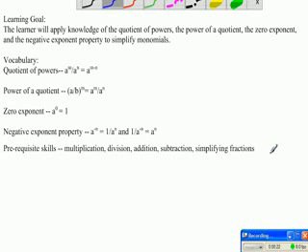So in the last section we learned about monomials and we worked on multiplying them. In this section you will be dividing.